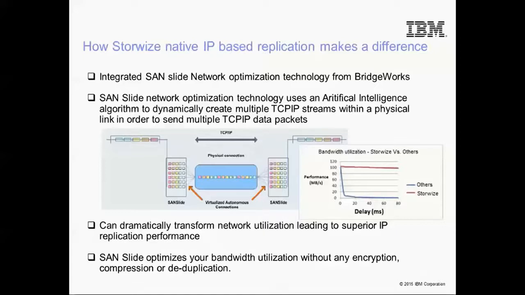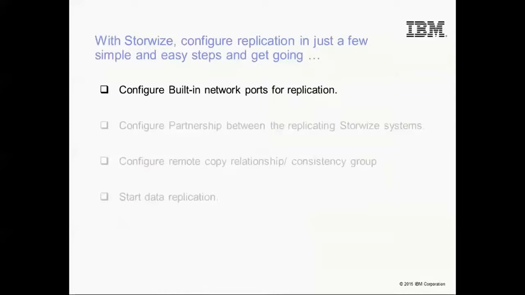The IBM SVC and Storwize family's native IP-based replication can dramatically transform network utilization, leading to superior IP replication performance and improved data currency. And the improved transfer speed can significantly reduce network costs. With IBM SVC and Storwize, you can configure replication in just a few simple and easy steps.